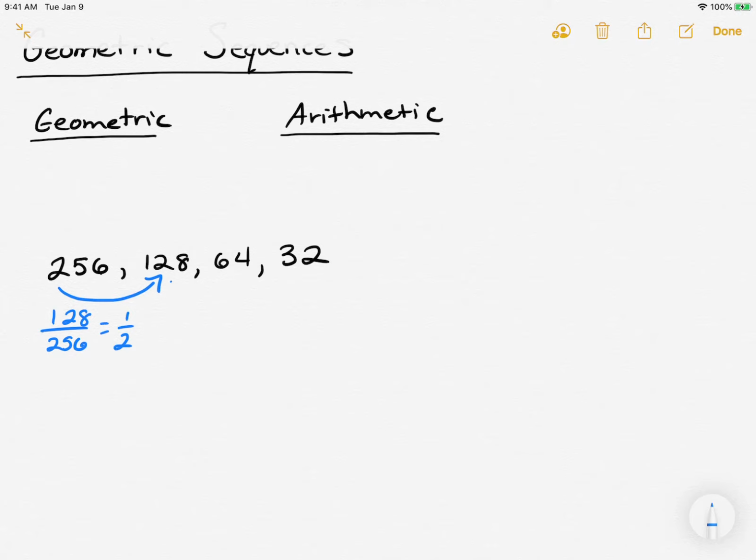Okay, then we go to the next pair, 128 and 64. So we do 64 over 128, which is 0.5, also a half, because 64 is half of 128. Is 32 half of 64? Yes. Now that we know what the ratio is, it's kind of easy to see by looking at the numbers. We're cutting them in half every time. 256 cut in half was 128. 128 cut in half was 64. 64 cut in half is 32.